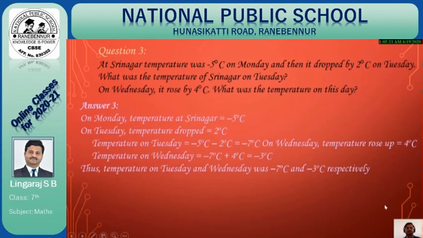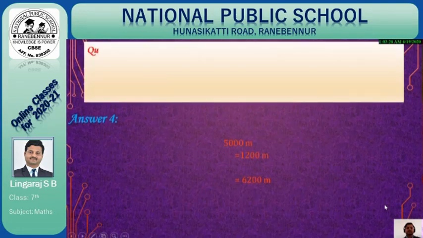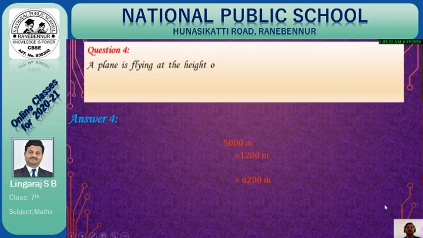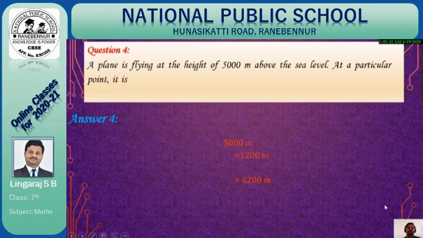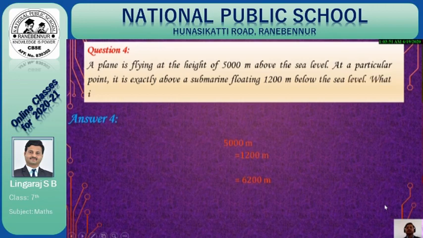Let's solve problem number 4. So in this problem, a plane is flying at the height of 5000 meters above the sea level. At a particular point, it is exactly above a submarine floating 1200 meters below the sea level. What is the vertical distance between them?